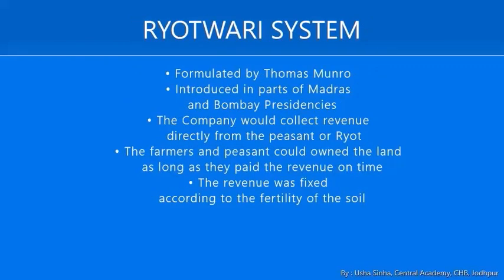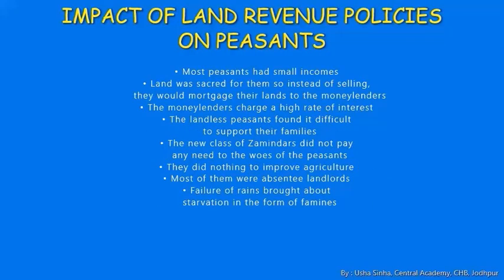Now, the Ryotwari system. This system was formulated by Thomas Munro. It was introduced in the part of Madras and Bombay presidencies. In this system, the settlement was made directly between the company and the ryot or peasants. The farmers were recognized as the owner of the land as long as he paid the land revenue. Also, the revenue was fixed according to the fertility of the soil.